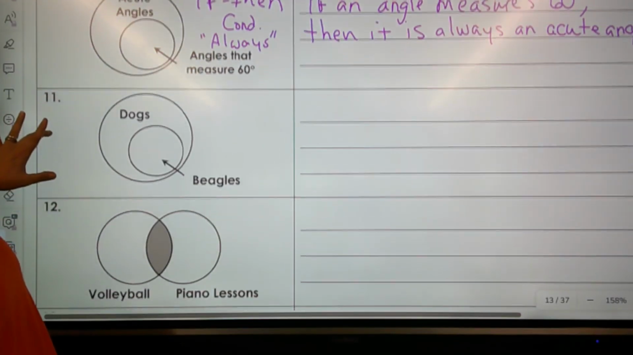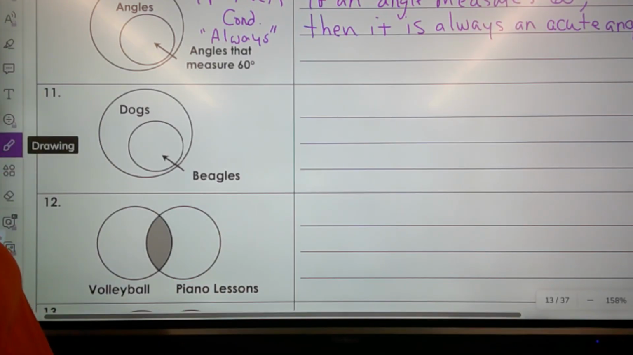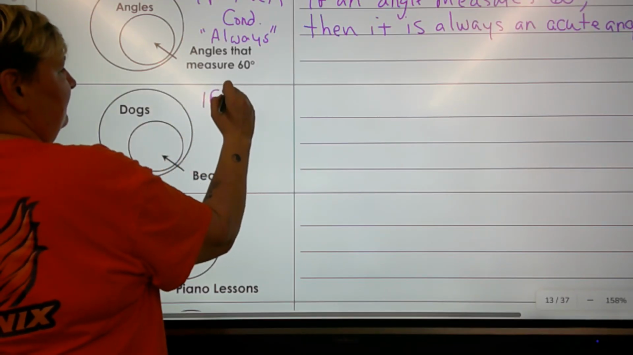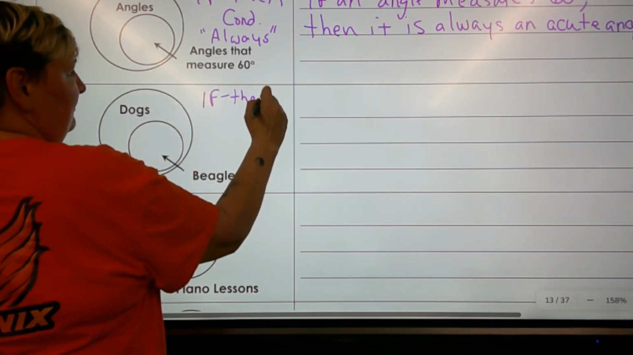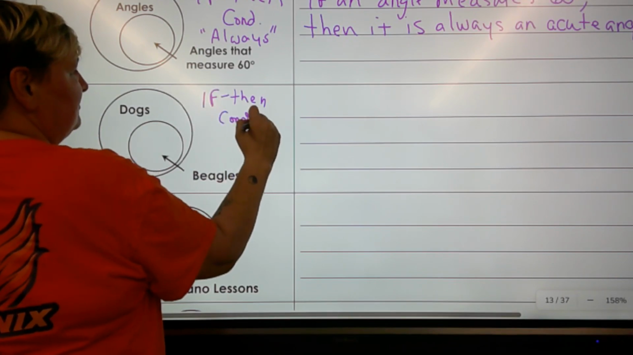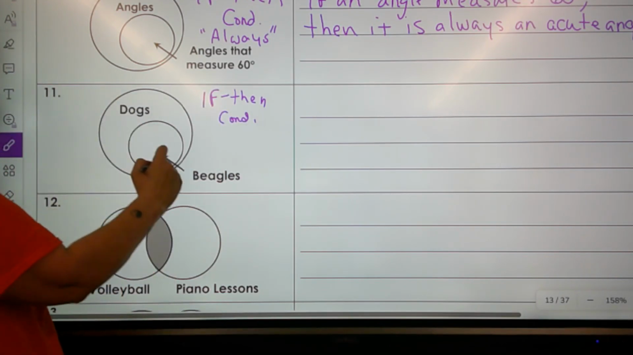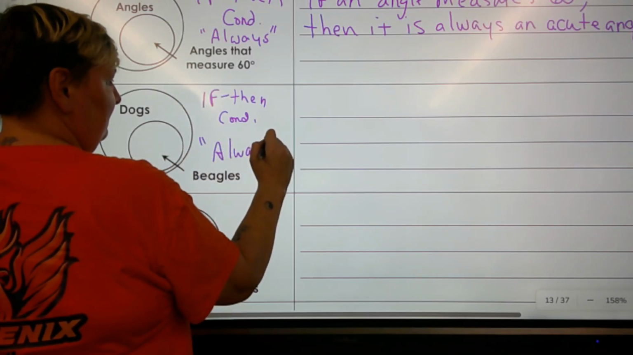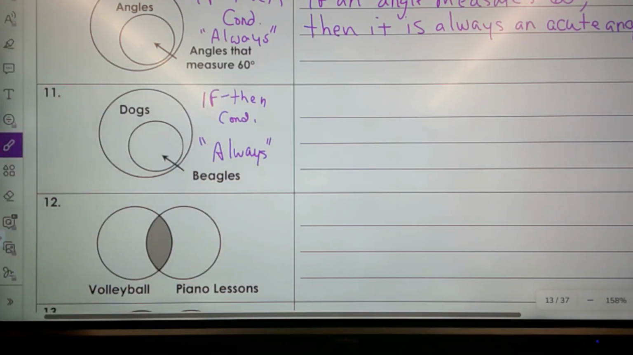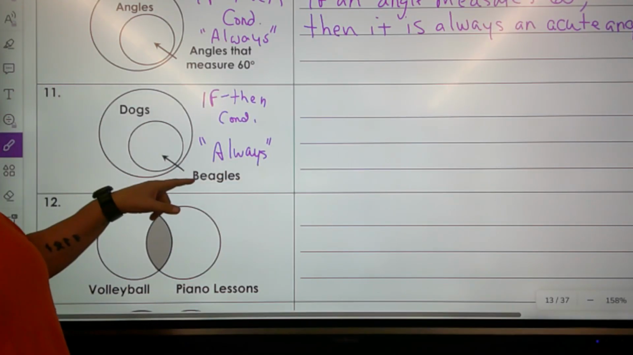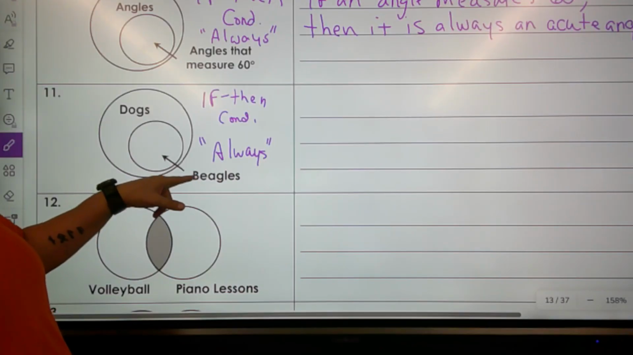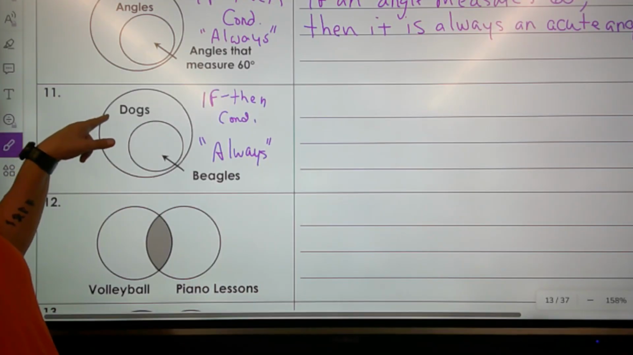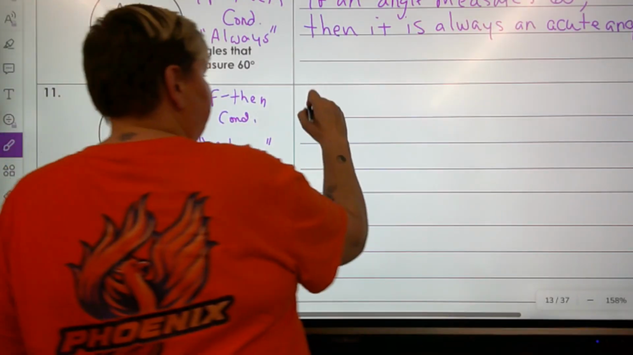All right, 11. Again, we have an if-then conditional statement. Again, it's an always statement. Now we just have to write it in a way that makes sense. All beagles, if it's a beagle, then it's a dog. If it's a beagle, then it's always a dog.